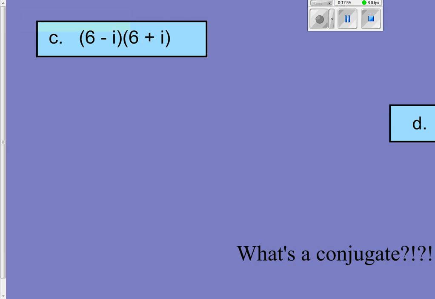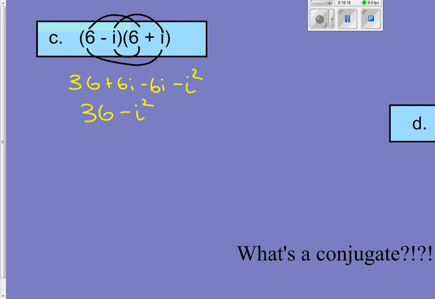Multiplying. Here's kind of where things can get hairy. You've got to FOIL it. Follow the FOIL method. So when I do that, I will get 36 plus 6i minus 6i minus i squared. So we get 36 minus i squared, and plus 6i minus 6i cancels out. But remember, i squared is negative 1. So this is like saying 36 minus negative 1, so it's actually going to be 37.